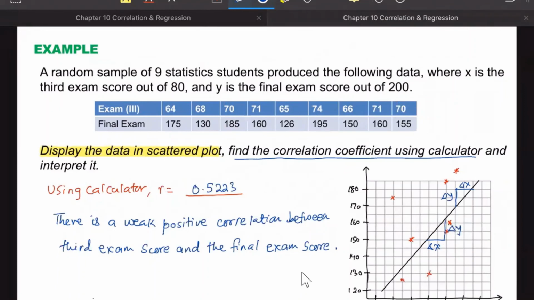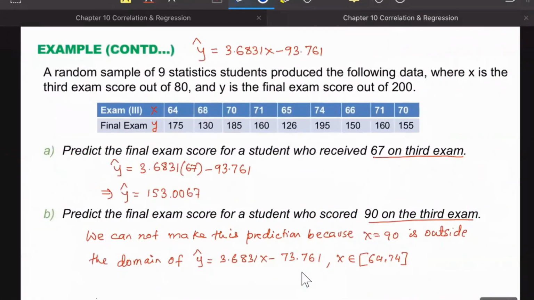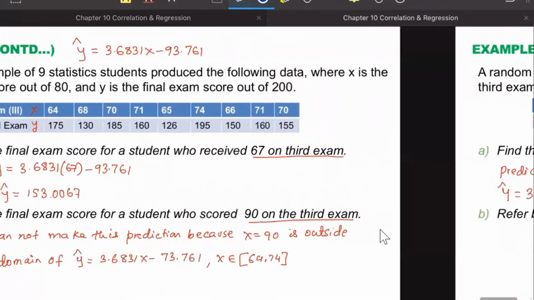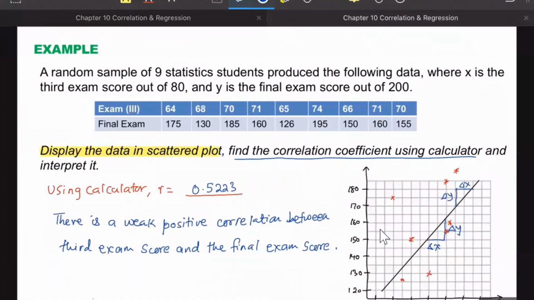Now, in the same question, we are asked to find one more thing. Refer back to the scatter plot and find if there are any outliers. When you look at this scatter plot, do you think there is any outlier? An outlier is a point that lies far from the cluster of points or the line of best fit. Please unmute yourself and tell me if you see any outlier.